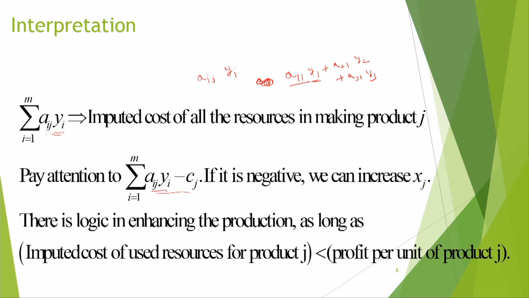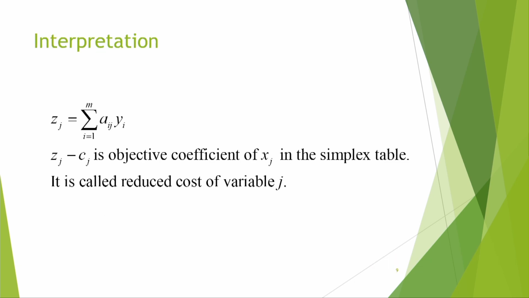There is a logic why, if it is negative, we can increase Xj. There is a logic in enhancing the production as long as the imputed cost of used resource for product J is smaller than the profit per unit of product J. So you are getting more profit, therefore you increase that. But as soon as the imputed cost is more, you should not, because then the cost is more, so why should you utilize that resource too much.